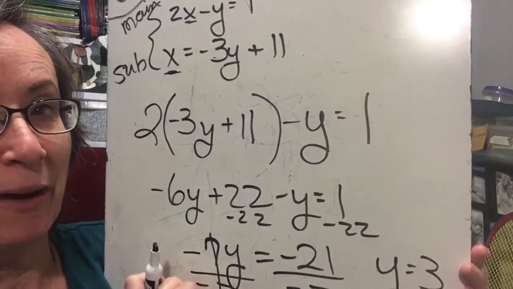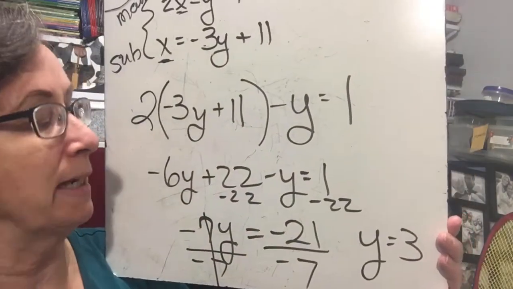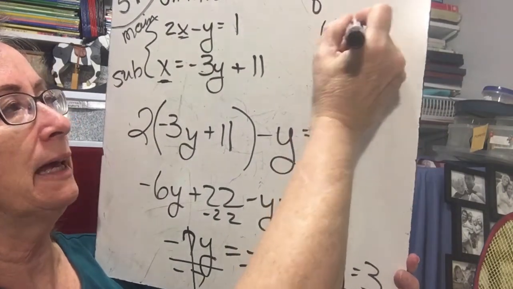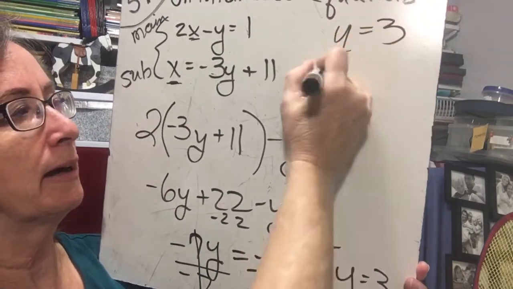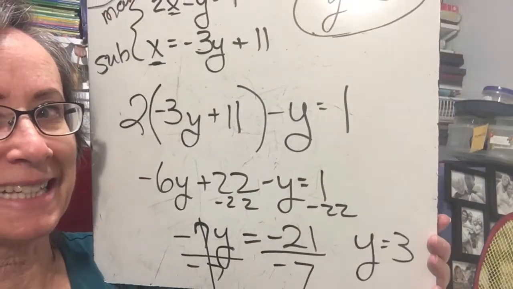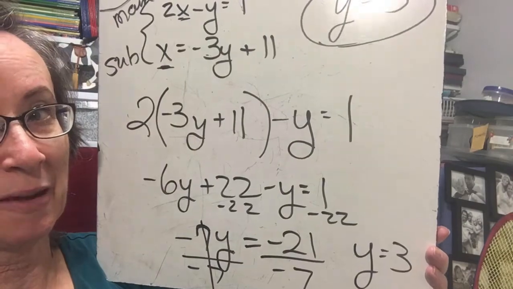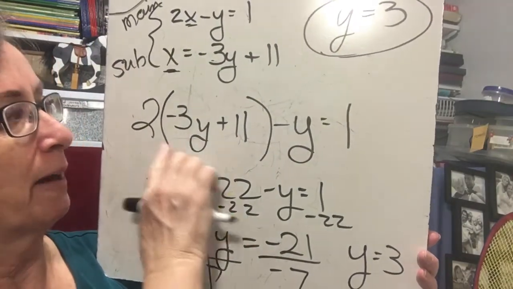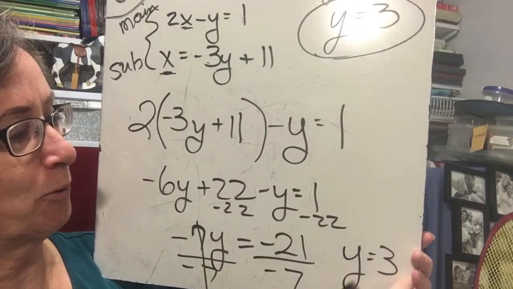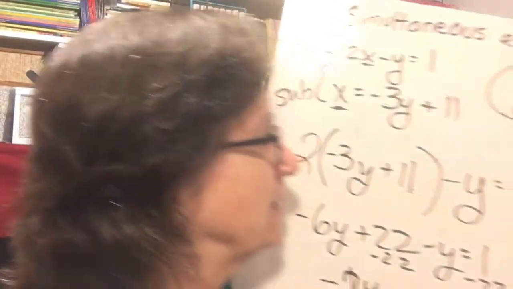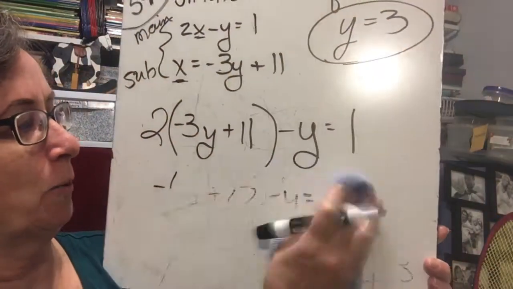Okay, so I'm halfway there. I've not found my point. I've only found the y part of my point. So I'm going to put y equals 3. Okay, so now I've got to find the x that makes both equations true when y is 3. So now that I've written y is 3, I'm going to erase all of this so that we can keep our equations on the board.